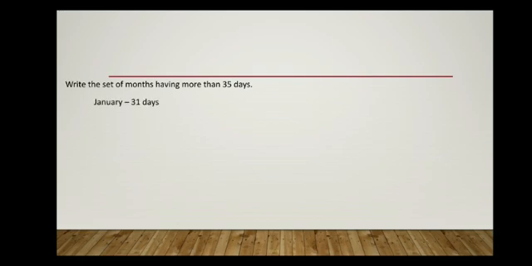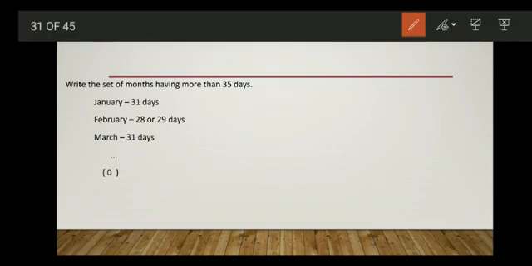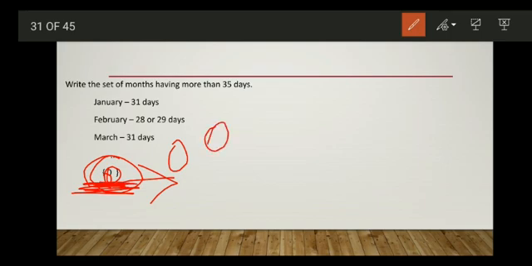January has 31 days, February has 28 or 29 days, March has 31 days, etc. So none of the months has more than 31 days. So there is no month having more than 35 days. If you represent it like this, you may think that there are 0 months having 35 days. But if you represent it like this, the set means something different, because this is a set having 0 as an element. Here you use 0 to represent that the set has 0 elements.